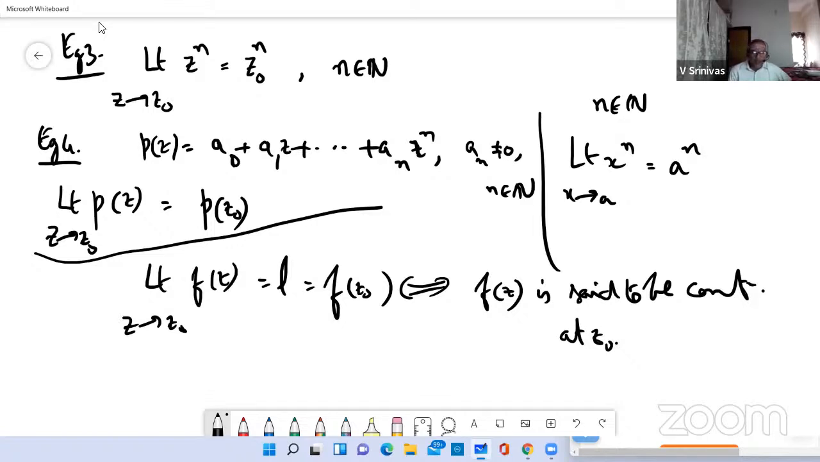Okay, so your polynomials become continuous. What will be z naught? They will be continuous, right? Because this limit value is equal to p at z naught.